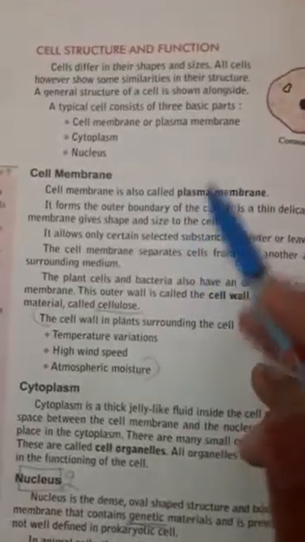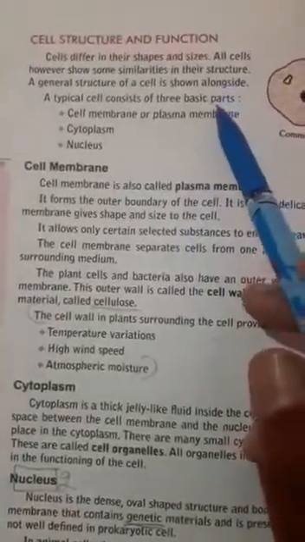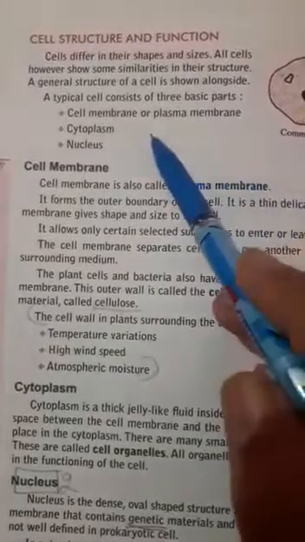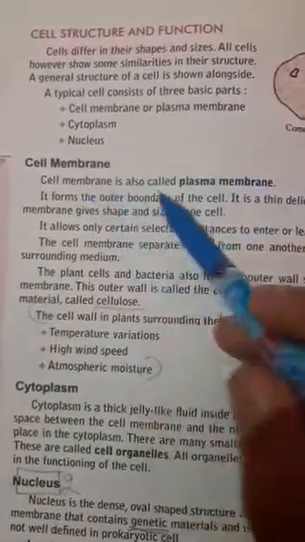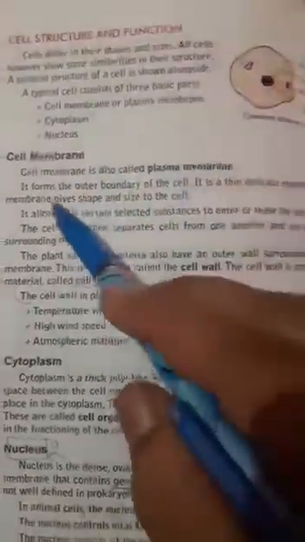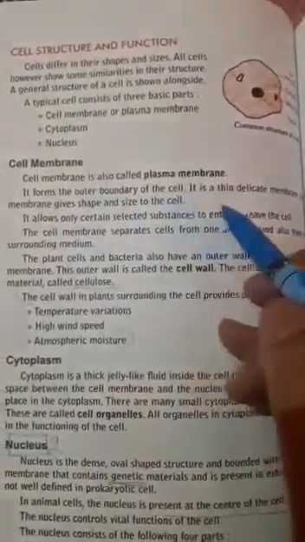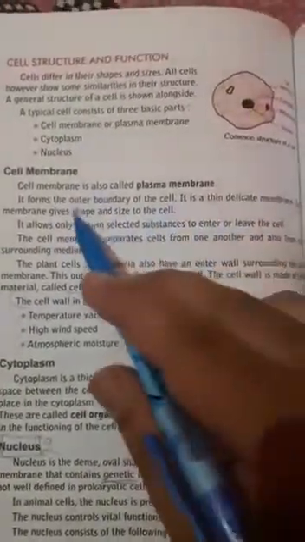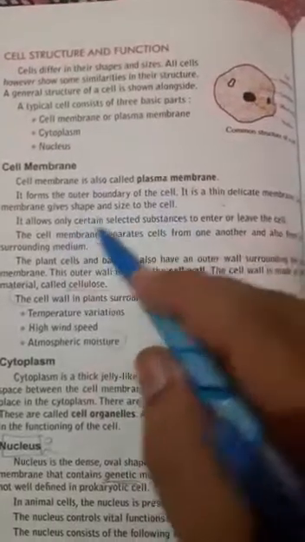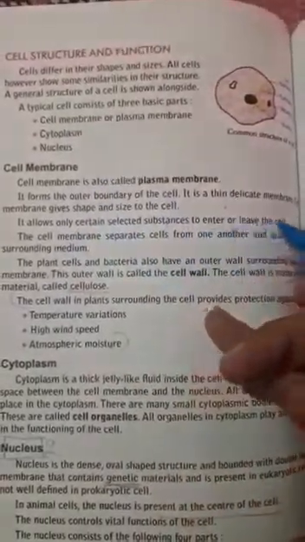In the previous video, we discussed the three basic parts of the typical cell, that is the cell membrane, cytoplasm and the nucleus. Cell membrane is also known as the plasma membrane. It forms the outer boundary of the cell. It is a thin delicate membrane. It gives the shape and size to the cell. It allows only certain selected substances to enter or leave the cell.